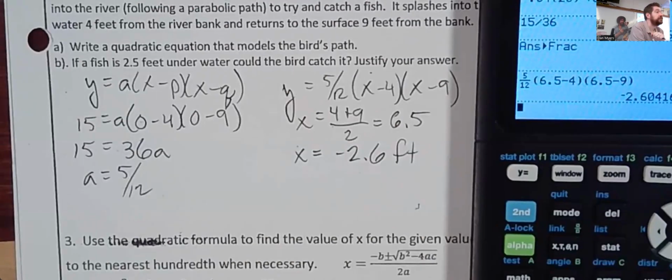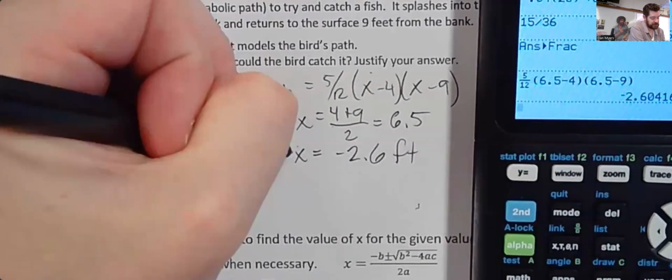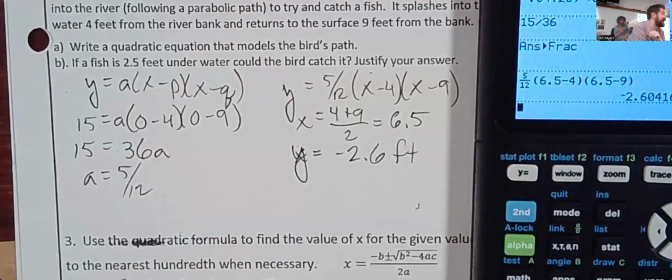So the fish was 2.5 feet underwater. The maximum depth of the bird was 2.6 feet. So that would be the y value. Sorry. Because we had x, 6.5. So was the bird able to catch the fish? Yeah.